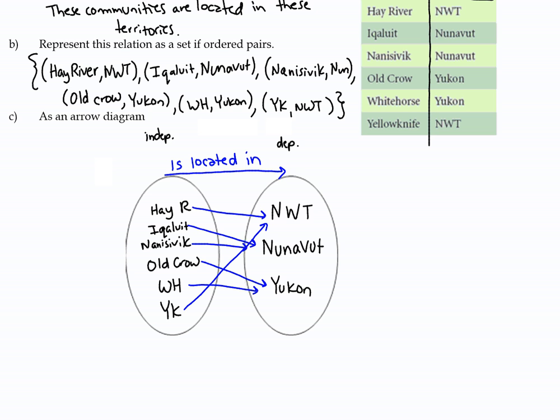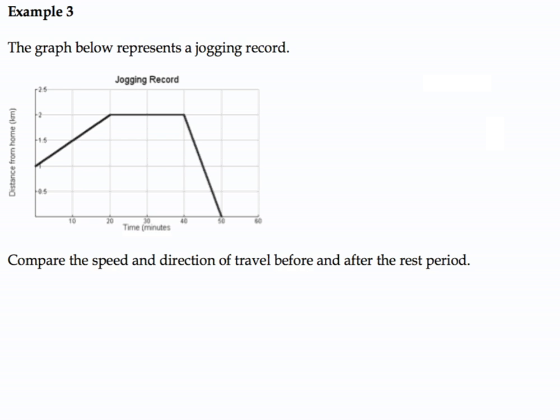There's one other method which doesn't make sense in this example, but there's another way to represent a relation. What's the other way? We have a table represented here. We have a map arrow diagram. A graph. So that's common, which makes sense. We're just learning about graphs. Is a graph, okay? So here is an example of a graph.